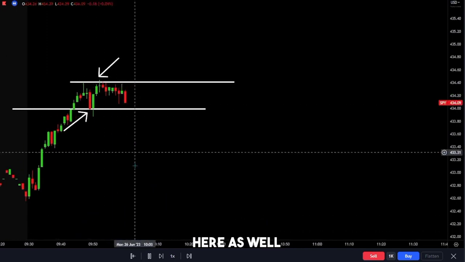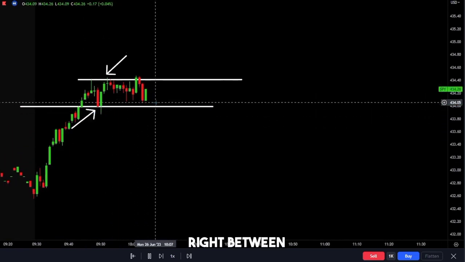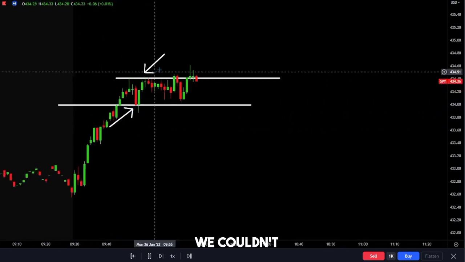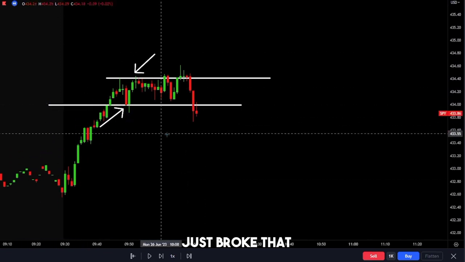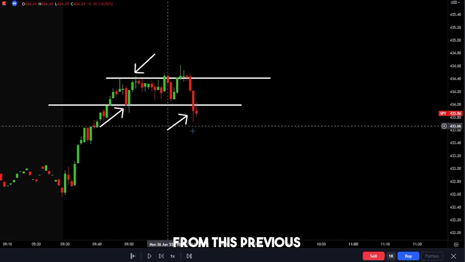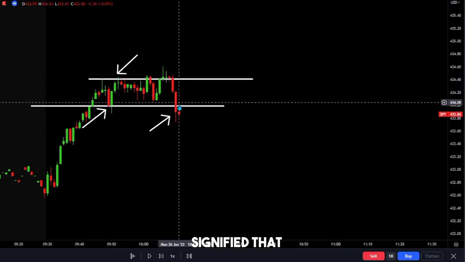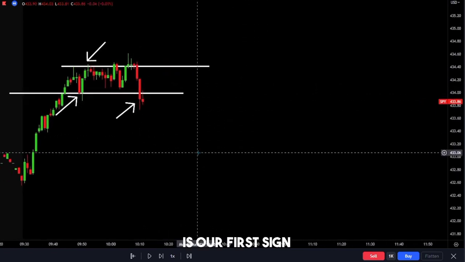As we can see here as well, we're really just getting sideways action into this level, right? Between these two levels, we're getting sideways action. We couldn't break above here either. And right here, we actually just broke that change of character, right? We just had a change of character from this previous higher low. We just signified that we're actually breaking to the downside, right? And this is our first sign.